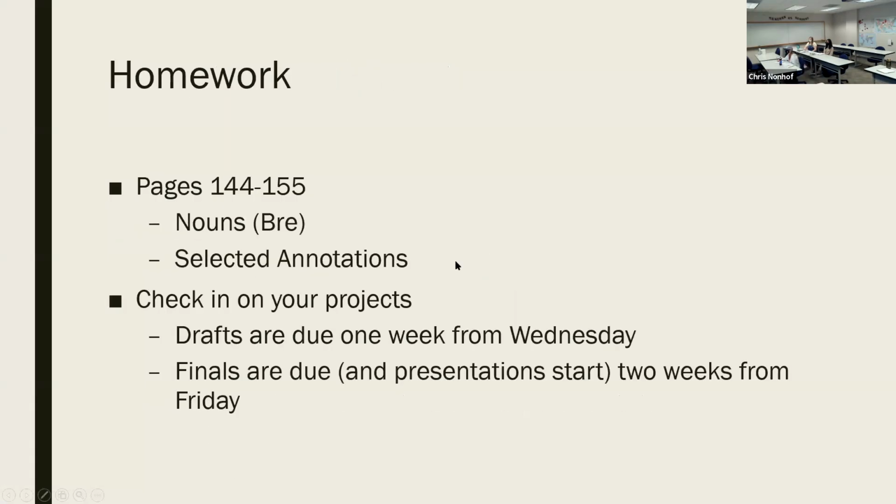Okay, so here's your homework for Wednesday. Pages 144 to 155. Nouns, Bree, this is yours. I forgot the A. Sorry about that. Nouns can do so much. I mean, it seems simple, but they can be subjects and they can be objects, and nouns are an umbrella concept, right? And there's so much that can come underneath that. So yeah, read pages 145 to 155, 11 pages just about the nouns.